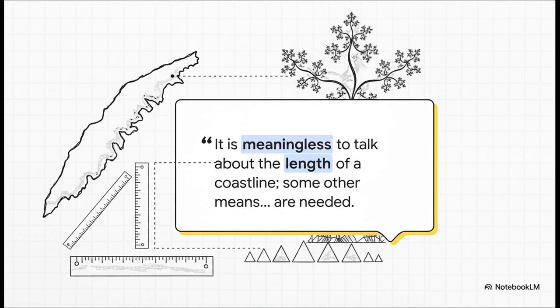And this perfectly illustrates exactly why Mandelbrot had to invent fractal geometry in the first place. He famously said it is meaningless to talk about the length of a coastline. Some other means of quantifying coastlines are needed. Which sounds totally bananas, right? How on earth can it be meaningless to measure a coastline? Well, this is known as the coastline paradox.